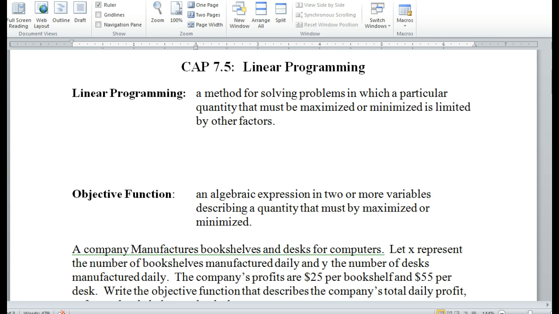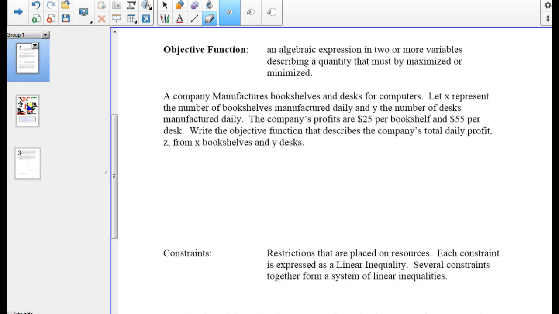Okay, so going on, objective function. An objective function is an algebraic expression in two or more variables that describes a quantity that must be maximized or minimized. So, an example of an objective function. Here is an example of finding an objective function.